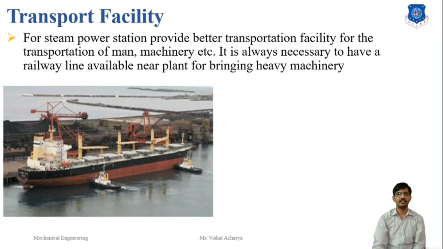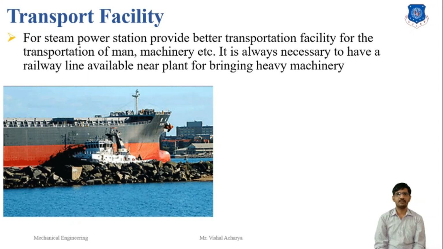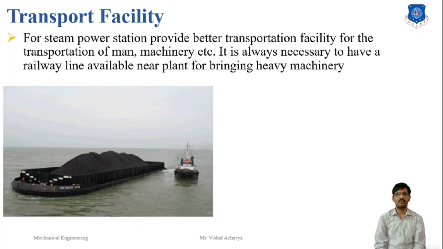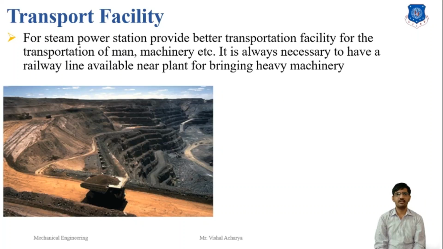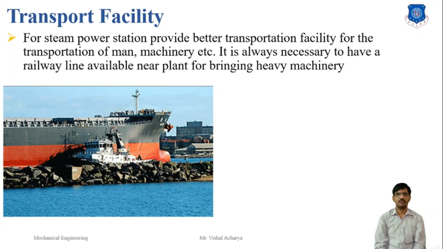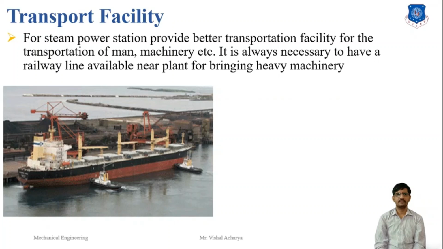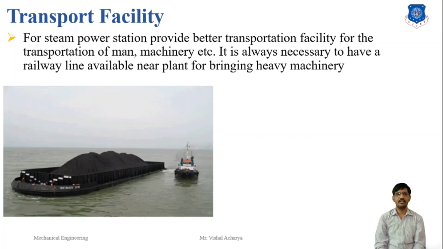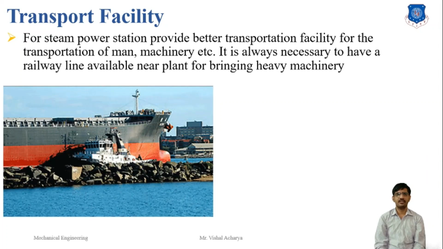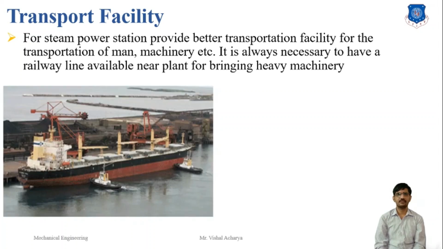Next is the transport facility. For a steam power plant, provide better transportation facility for the transportation of men and machinery. It is always necessary to have a railway line available near the plant for bringing heavy machinery, and waterways for shipping. Hilly areas require a ropeway for transportation. When the coal mines are near the power plant, we require road transportation methods.